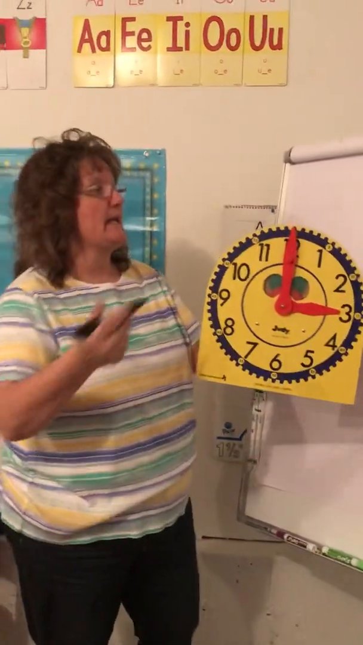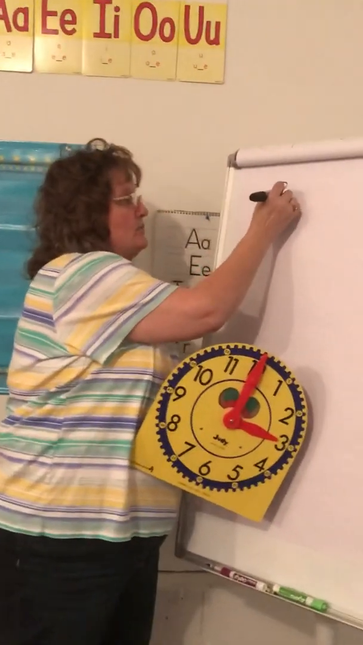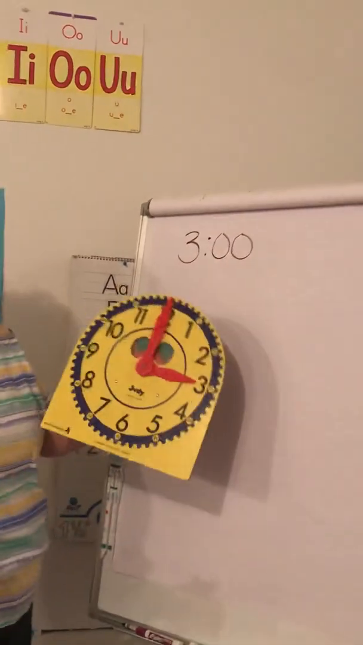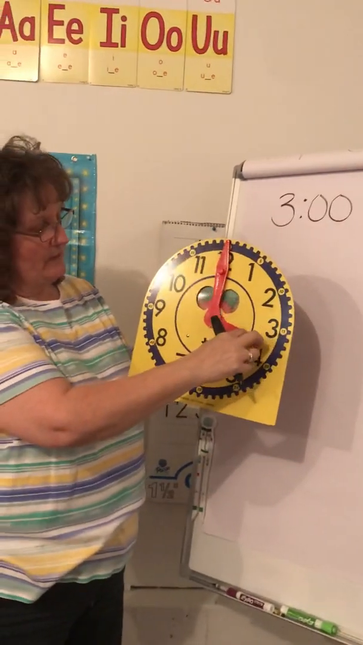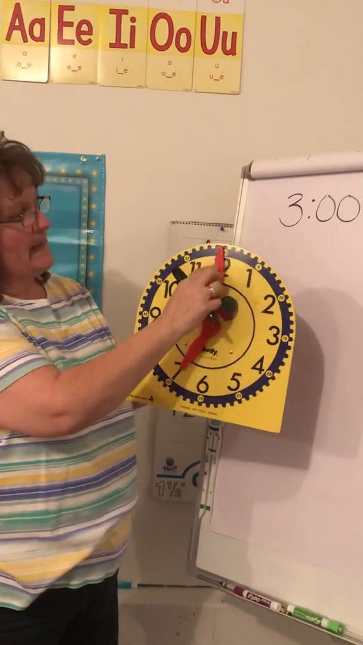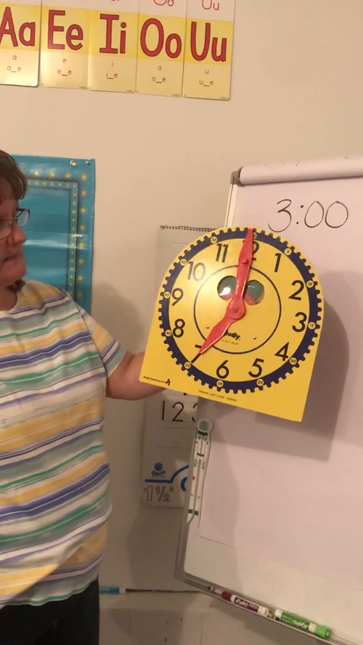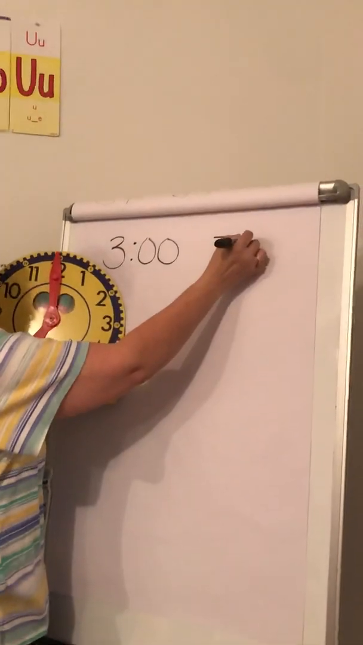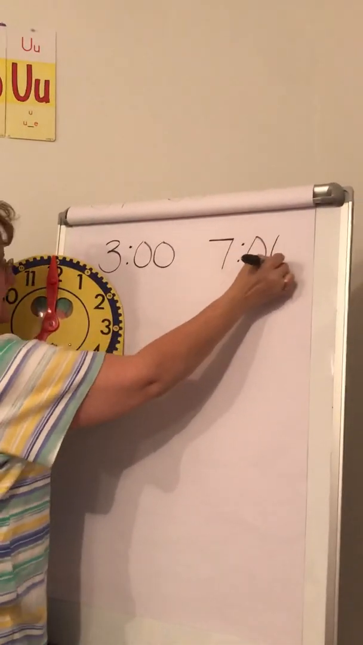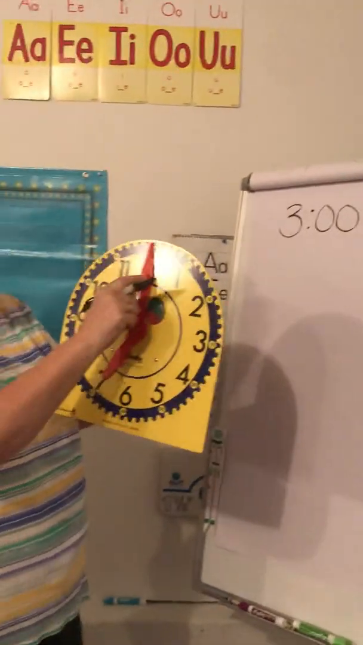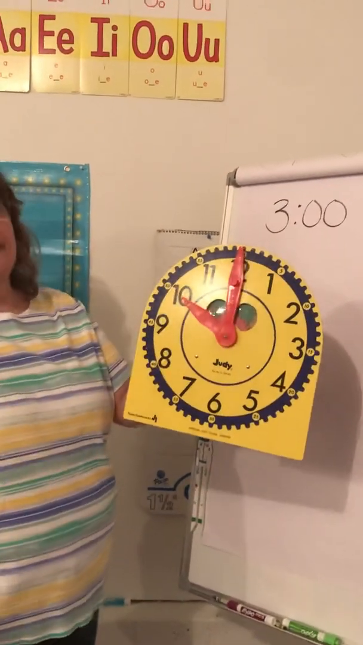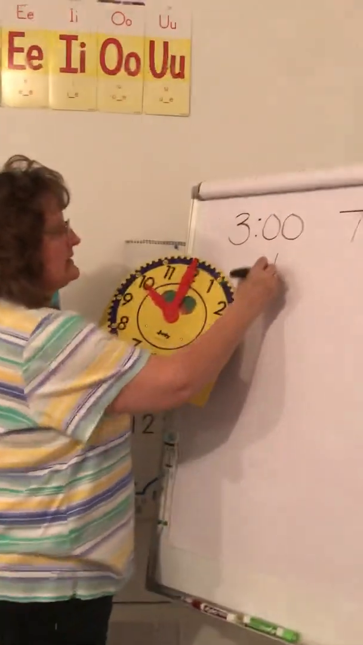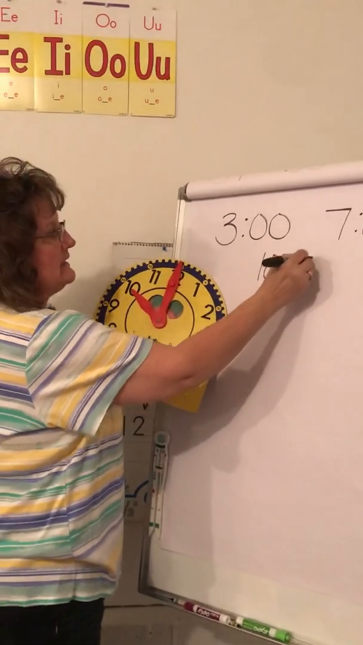This is 3 o'clock, and we write 3:00, okay? 3 o'clock. But if we move the hour hand, the minute hand stays at the 12. Now what time is it? 7 o'clock. So we write 7:00. And leave the minute hand there. What time is it now? 10 o'clock. So we write 10:00.